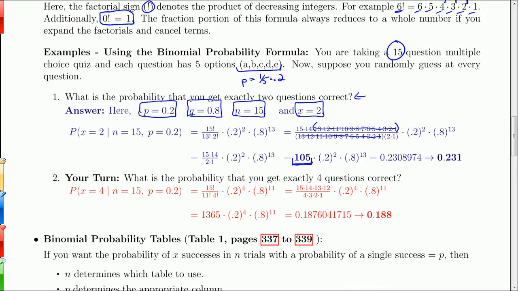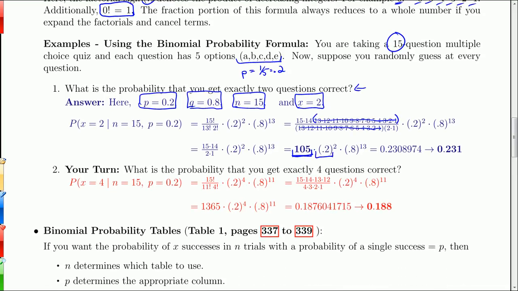And so after you get through all that, then you plug in the 0.2 to the 2, 0.8 to the 13, throw that in your calculator, you get 0.231. And remember, this is a probability, so it always has to be between 0 and 1. If you ever get a binomial probability that comes up less than 0 or bigger than 1, you did something wrong with the formula.